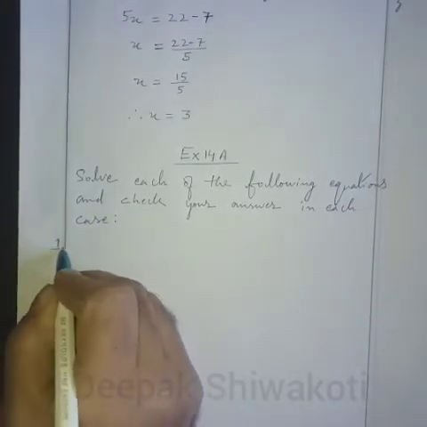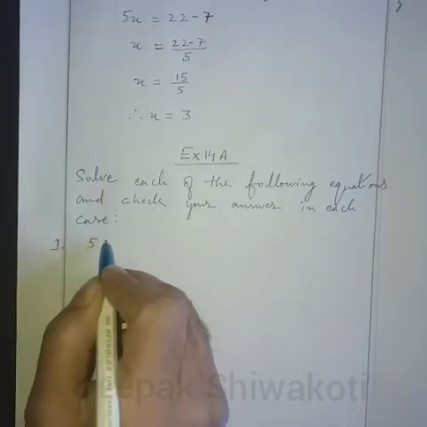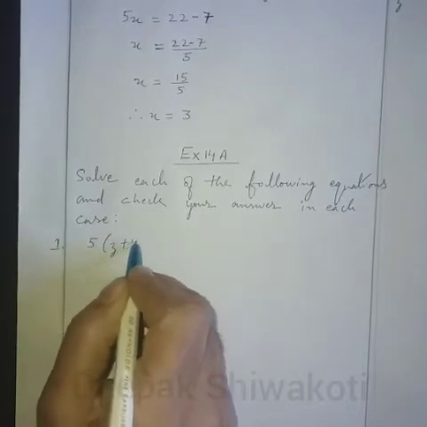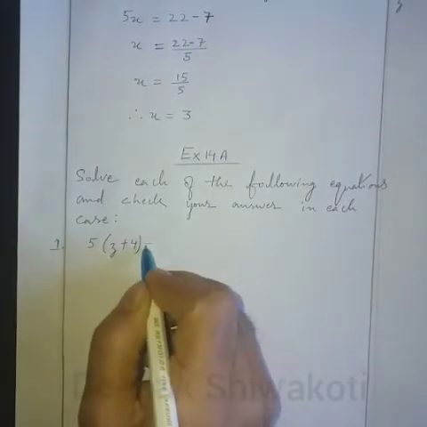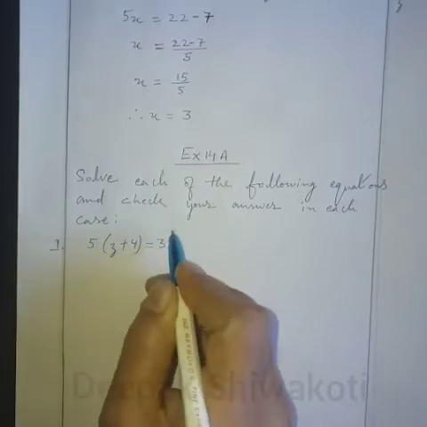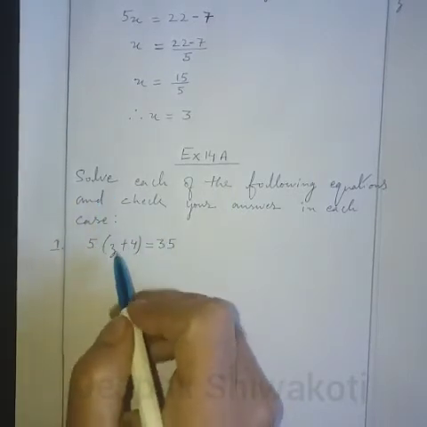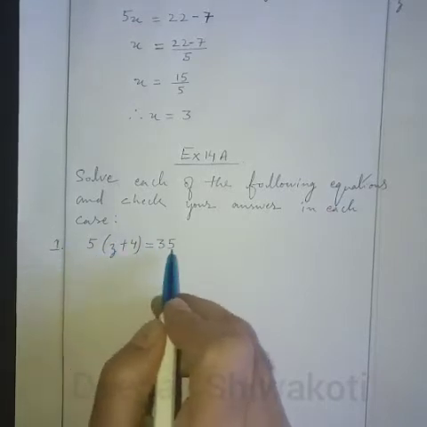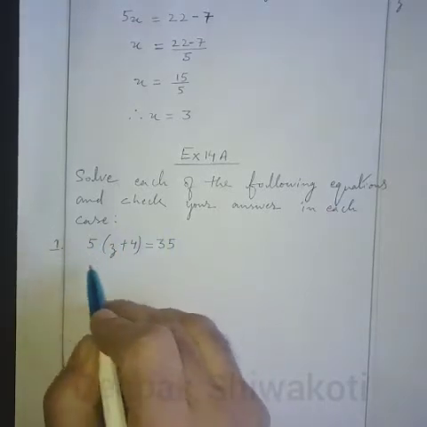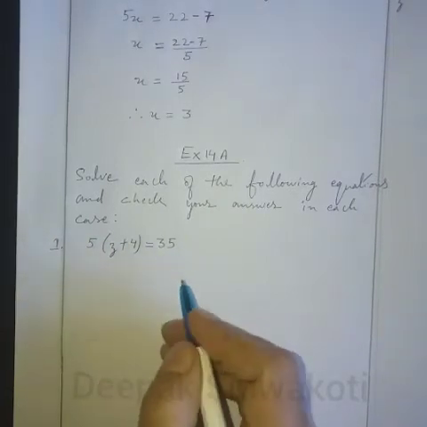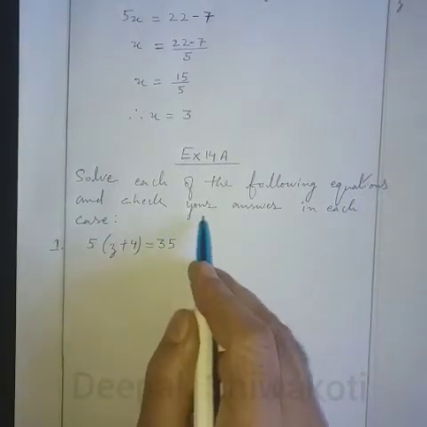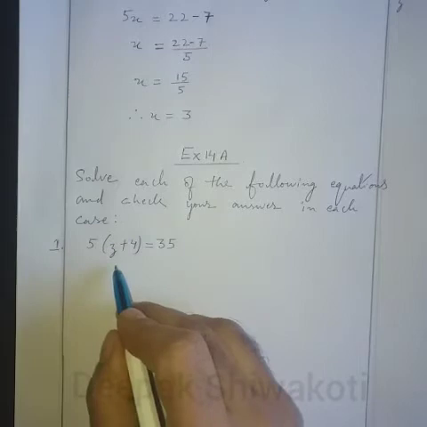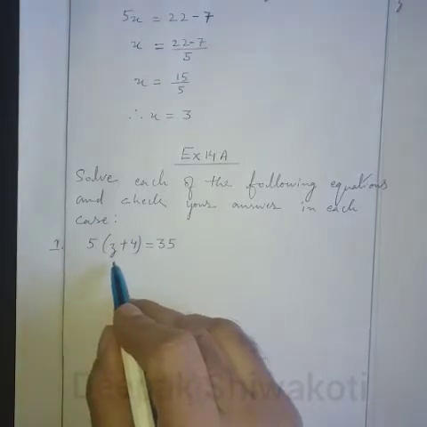Number 1, 5z plus 4 is equal to 35. Solve means to find the value of z here. This is a linear equation, and we have to check our answer also after finding the value of the variable.